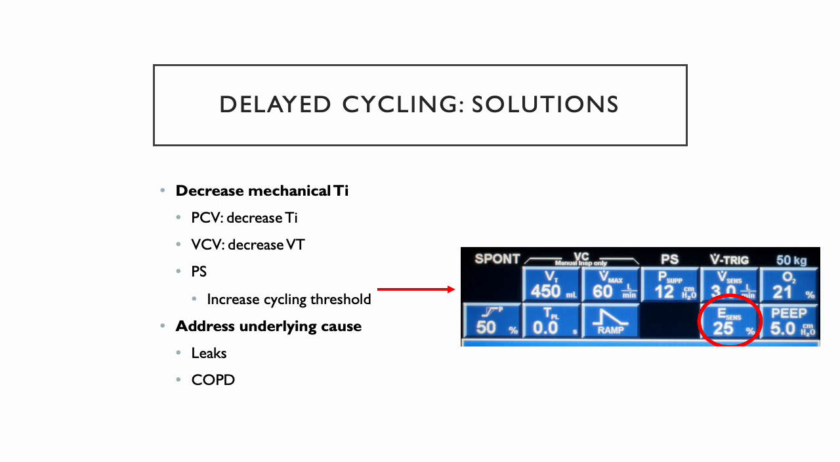So you try to decrease the machine's inspiratory time. Depending on what mode of ventilation you are in, in PCV you will decrease the TI, in VCV you will decrease the tidal volume, and in PS you will actually increase the cycling threshold, which is over here at 25%. You might increase it to something like 50%. Otherwise, you should try to address the underlying cause, which may be due to leaks, or in a COPD patient to try and bronchodilate them.